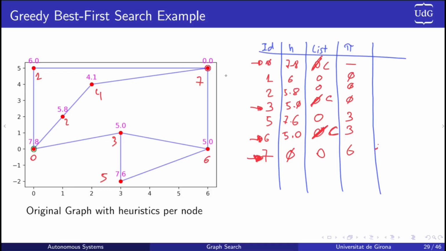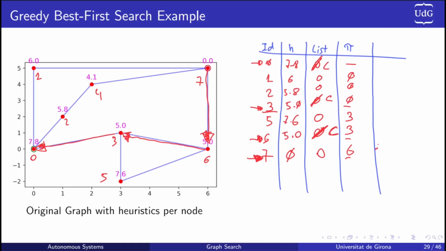The path generated is from 7, I go to 6. From 6, I go to 3, and 3 goes to 0. This is just following pi. Then I just have to reverse the order, so from 0 I go to 3, from 3 I go to 6, and from 6 I go to 7.